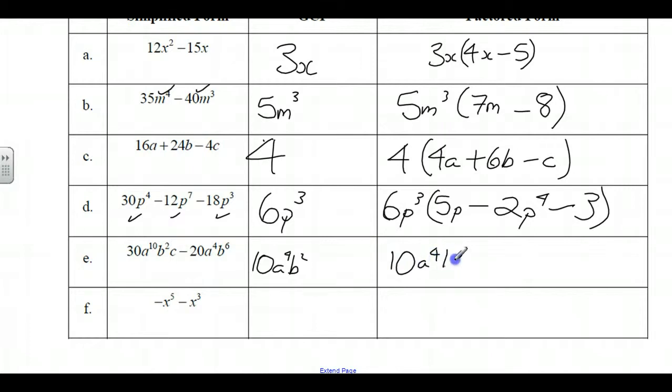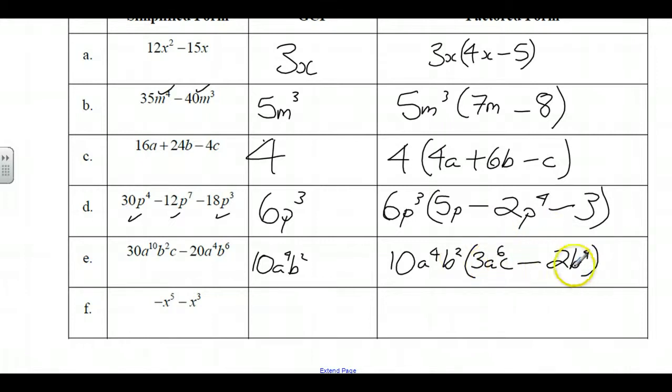That's your first step. And then you say, how do I get 30? How do I get a to the 10th? I need a to the 6th. How do I get b squared? I've already got the b squared. And how do I get the c? Minus 2. Notice nothing common between the numbers, 3 and 2. How do I get a to the 4th? Already there. How do I get b to the 6th? I put in a b to the 4th, remembering that we're going to add the exponents.